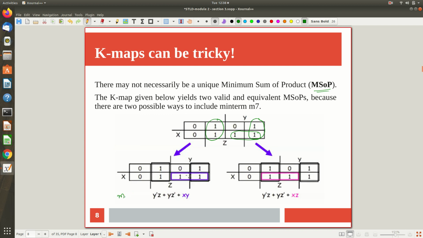So two students may be writing the minimum SOP, the minimum sum of product for the same expression, differently. This is fine. This is also fine. Both are correct. Okay. So for these groups, you write what this group corresponds to and what this group corresponds to. Let's see that also for your practice.